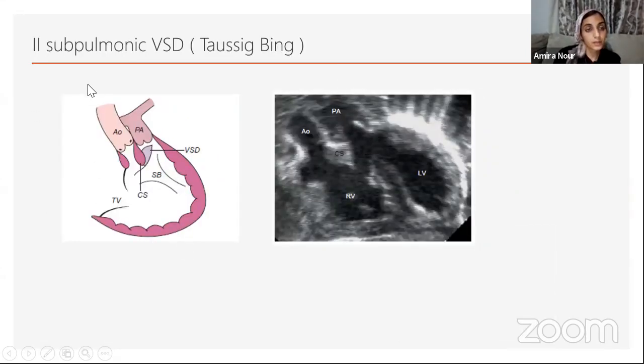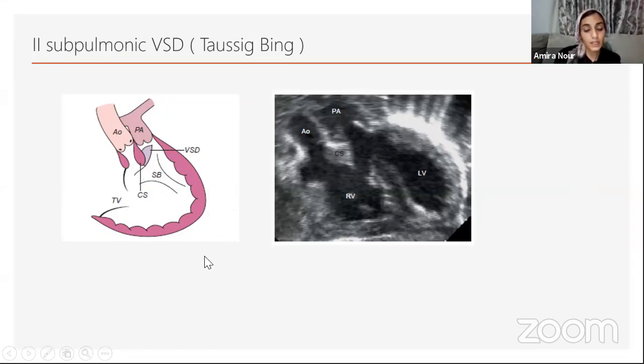The other type, the second type of the DORV, is the DORV with a subpulmonic VSD, and sometimes we call it Taussig-Bing anomaly. And as I said before, the concept of streaming of the blood is also applied to this figure, where here the VSD is subpulmonic or mostly committed to the pulmonary artery. So those patients will present early with cyanosis, and their clinical presentation will be typically as if it is a patient with DTGA.